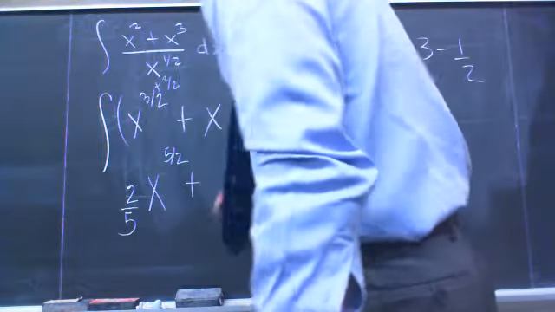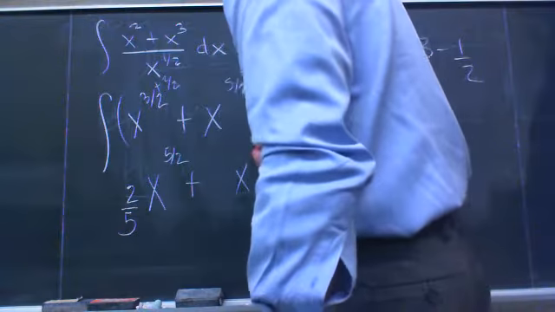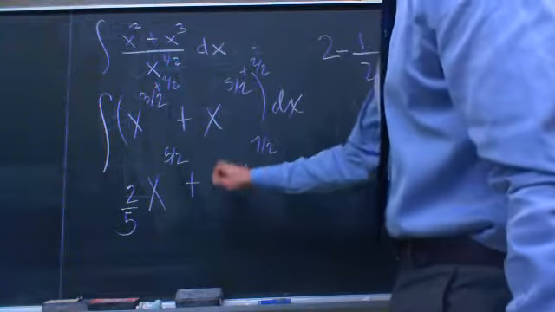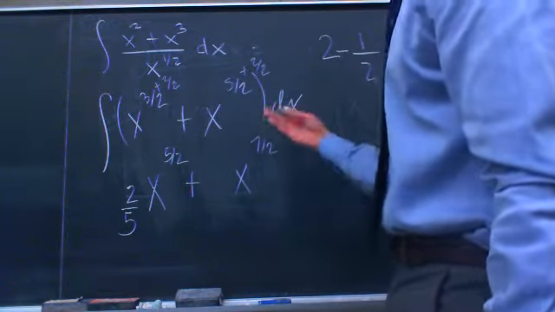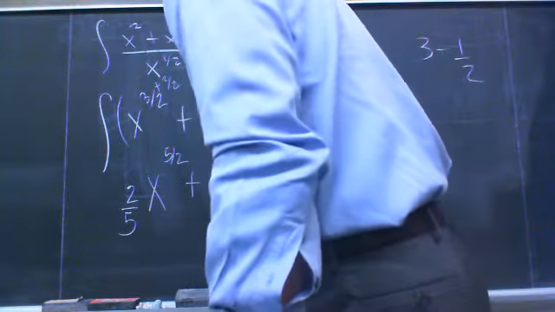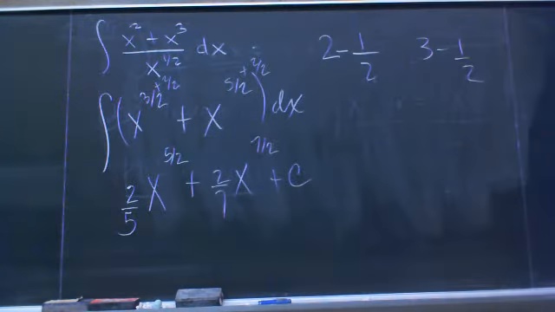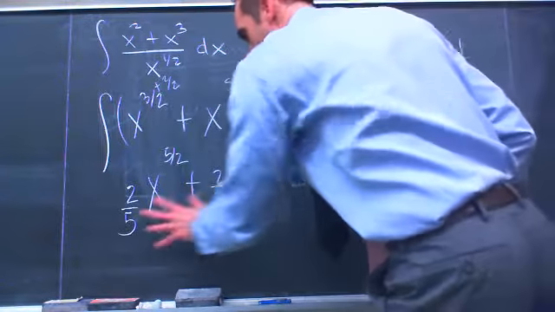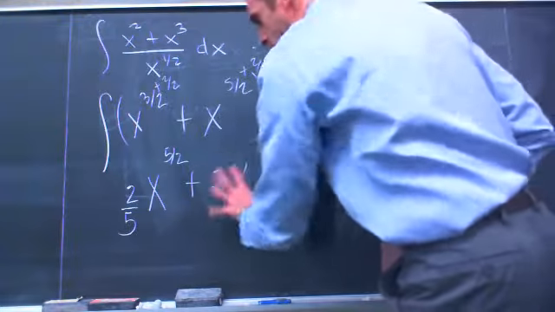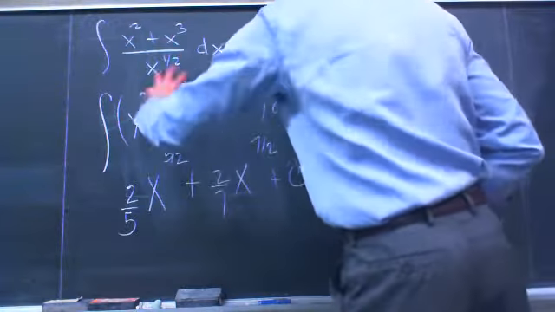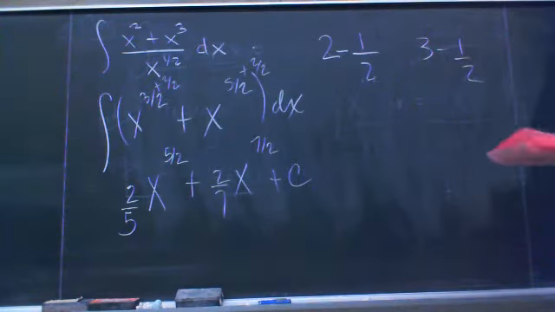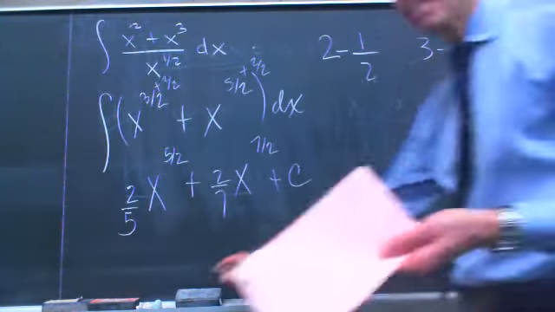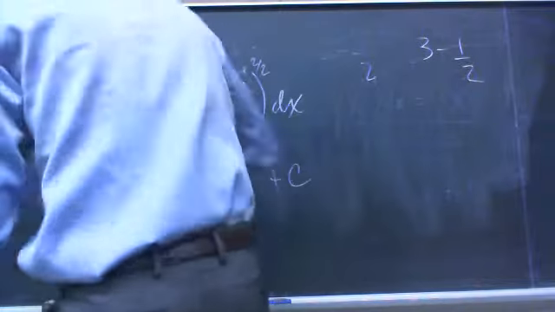Plus x, add 2 over 2, get 7 halves. Nothing's out here in front. To divide by 7 halves means to multiply by the reciprocal, and add c. And you can always check your answer by taking the derivative. So this is a general class of functions whose derivative is this, which would go back into that. Okay? Sound good, everyone? Thank you.